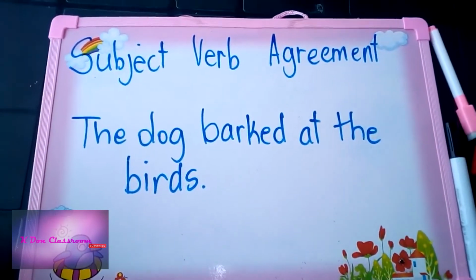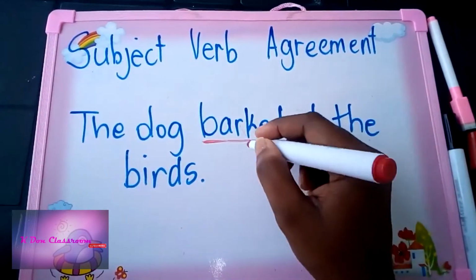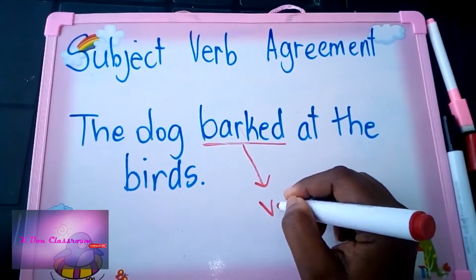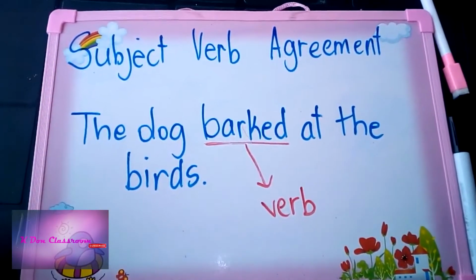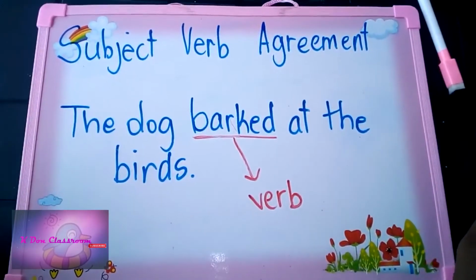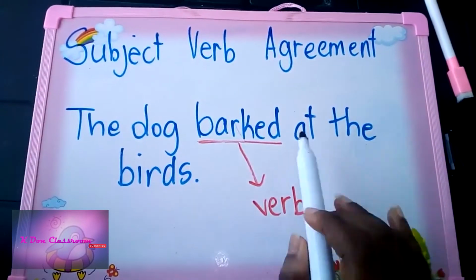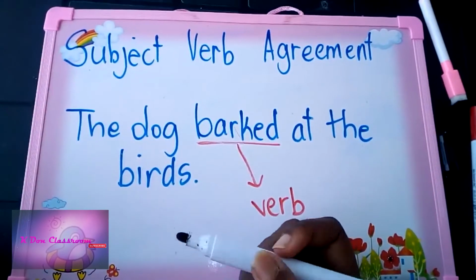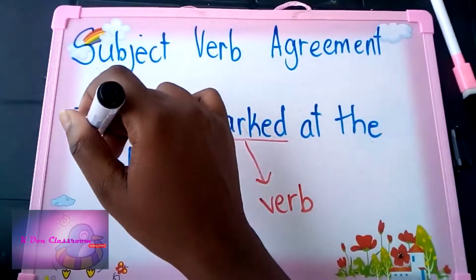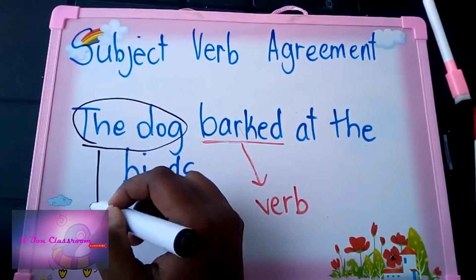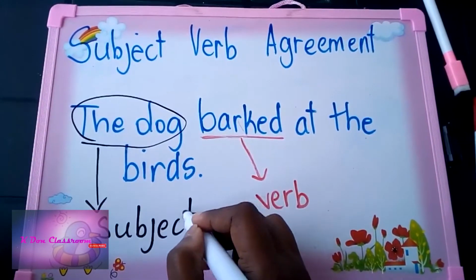So when we look at the sentence, barked is the action that is being done, right? So we can say that the verb of this sentence, and I'm going to underline it, the verb in this sentence is barked. Good. Now we need to find out who or what is doing this action. So when we read the dog barked at the birds, we can clearly see that the dog is the one that is doing the barking. Therefore, the dog is considered as the subject of the sentence.